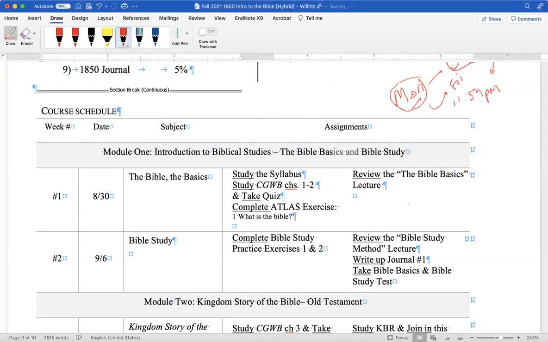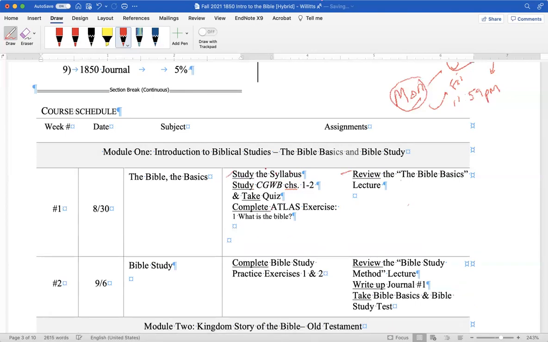that's the first week. Now, there isn't something to turn in for the review or for the study of the syllabus. There's nothing to turn in. But those are learning assignments. You will have to finish the quiz by 11:59 on Friday. You will also have to finish the exercise out of the atlas and submit it by Friday, 11:59. Make sense?